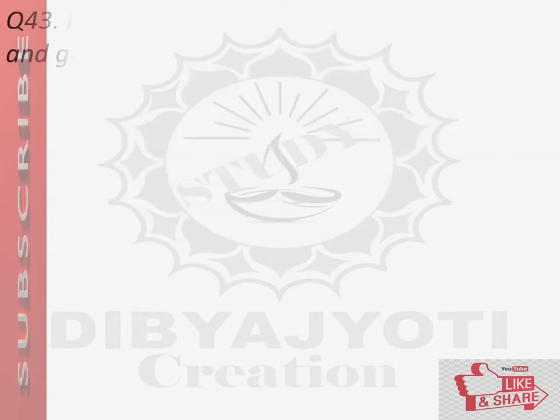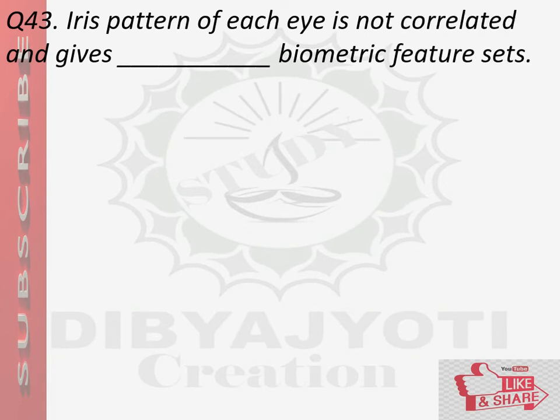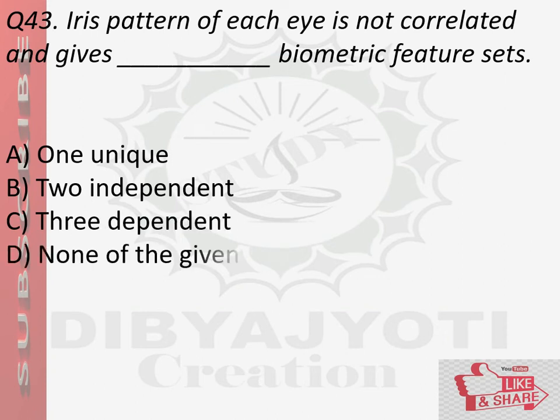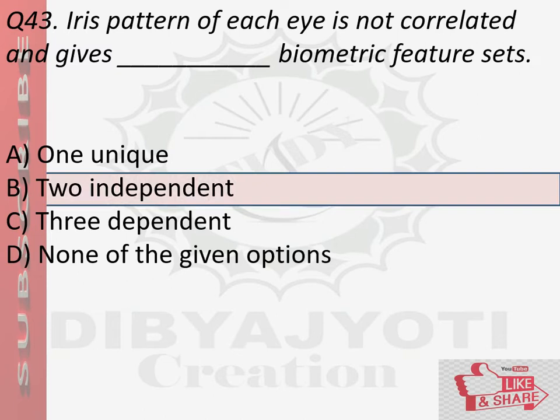Next, question number 43. Iris pattern of each eye is not correlated and gives dash biometric feature sets. Options are option A, 1 unique. Option B, 2 independent. Option C, 3 dependent. Option D, none of these given options. And answer is option B, 2 independent.